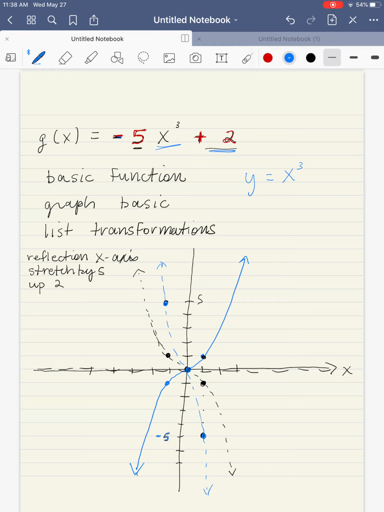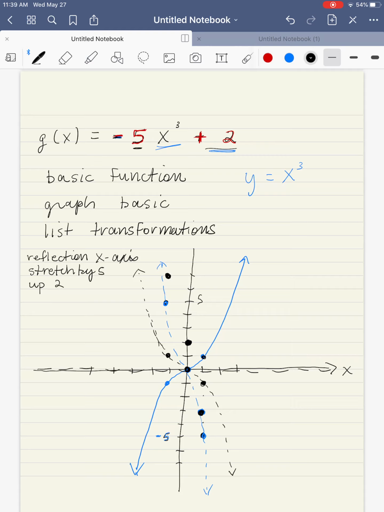So negative 5 moves up to negative 3. So I have 1, negative 3. Actually, I'm going to do that in black because my final answer will be in black. So I have 1, negative 3. The point 0, 0 moves up 2 units to 0, 2. And then the point negative 1, 5 moves up to negative 1, 7.